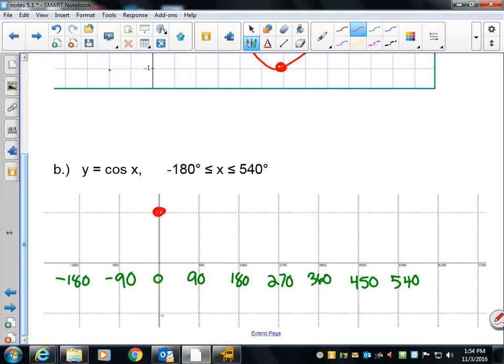So I write up here 1, and then when do I go down to 0? At pi halves, which is 90 degrees. So down here, then down to negative 1, then up to 0, up to 1, down to 0, down to negative 1. Am I done? Because I have to go backwards to negative 180. So then I'll draw my little graph and stop there. That's cos between negative 180 and 540. Okay?